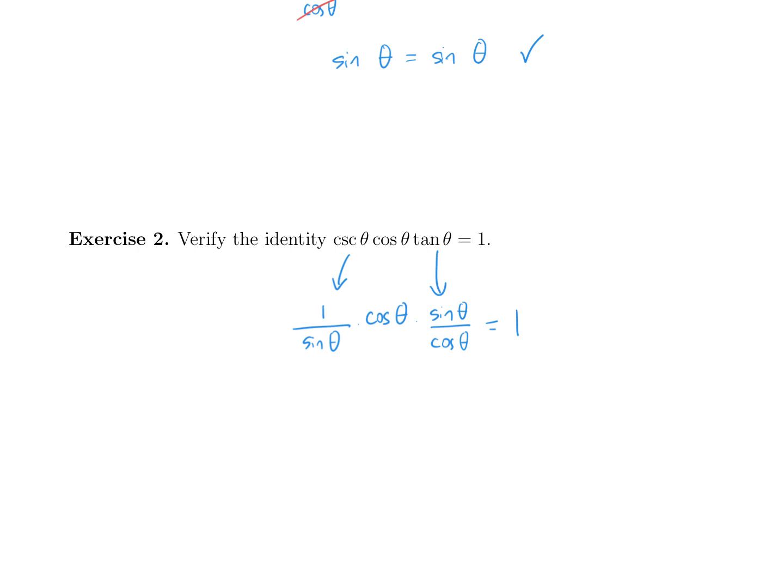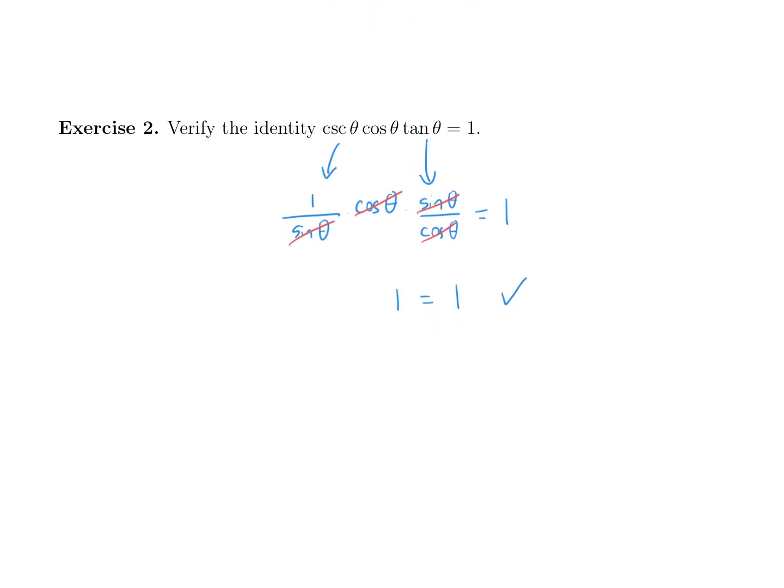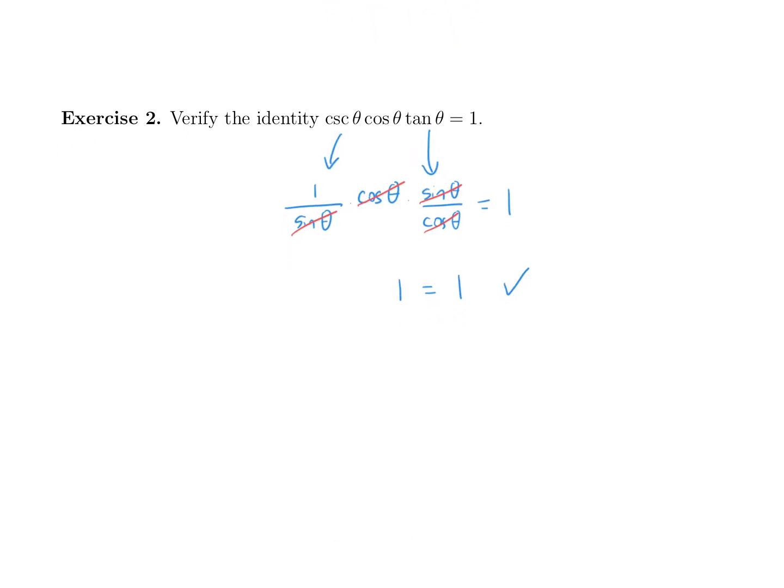Well, as you can see, the sines cancel because you have 1 in the numerator and 1 in the denominator, and the cosines also cancel for the same reason. So you end up with 1 equal to 1, which is the end of the verification. So that's how these go. You're just trying to make one side equal to the other side. Let's move on to the next page.